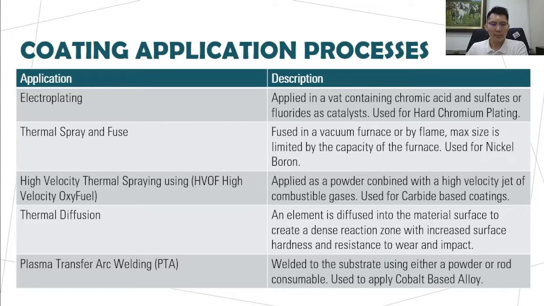And the last one is PTA, plasma transfer arc welding, welded to the substrate, or the base material, using either a powder or rod consumable, used to apply cobalt-based alloy. This cobalt-based alloy is commonly known as Stellite 6 coating. So this is basically the same thing as cobalt-based alloy.